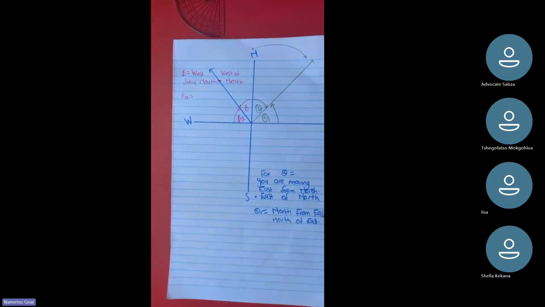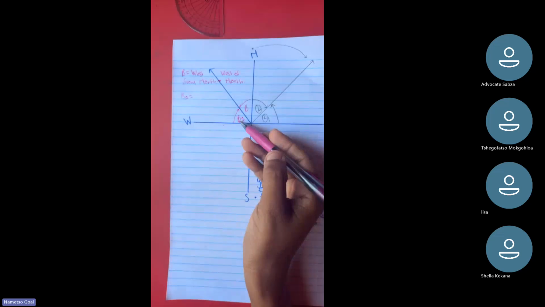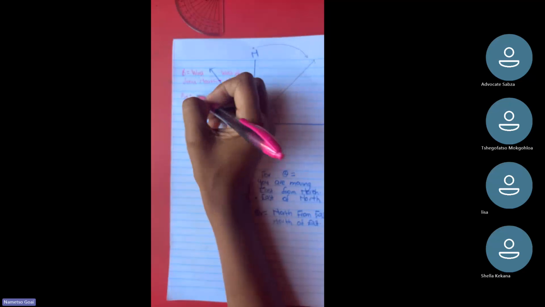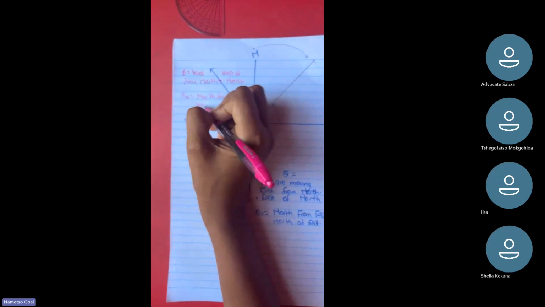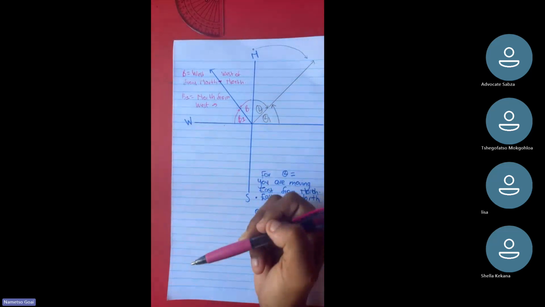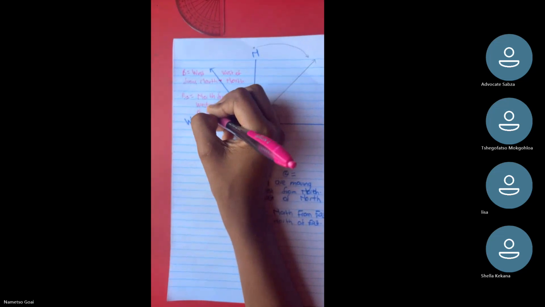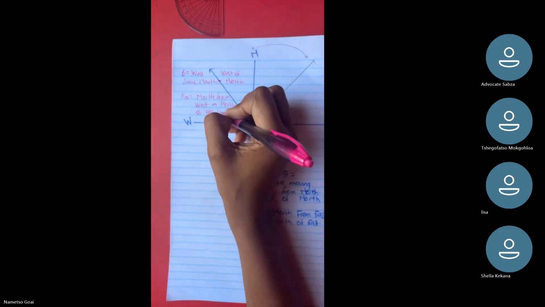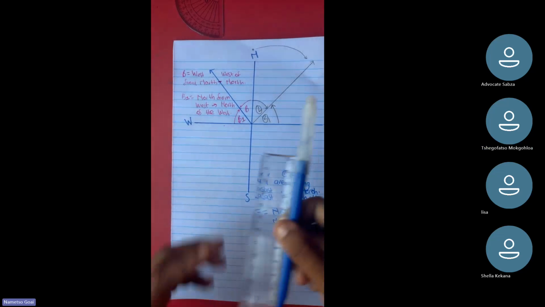Now let's look at beta 1. Where are you moving? You're moving towards the north from the west. So for beta 1, which is this angle, you're moving north from the west. So this would be north of the west. Do you guys get this? Yes, ma'am. Okay, great. Now let's do the last two.